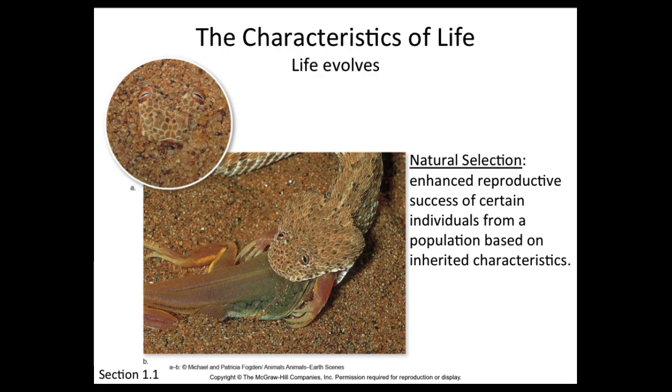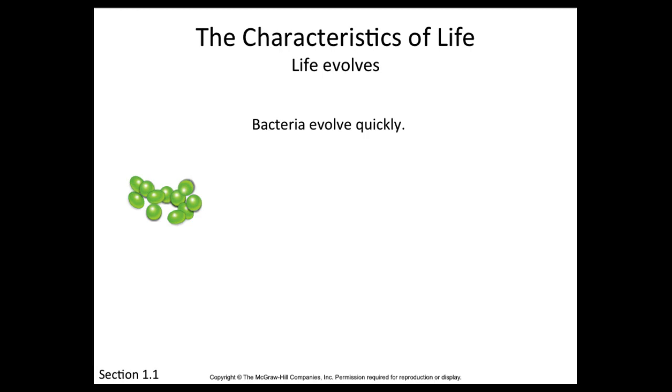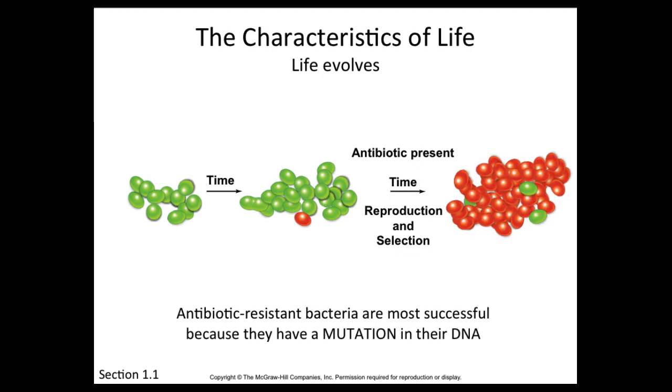Natural selection can be defined as enhanced reproductive success of certain individuals from a population based on inherited characteristics. As a case in point, here's a population of bacteria. And these bacteria are single-celled organisms that tend to evolve very quickly. Over time, here we can see one of these bacteria evolved a new trait. And we're going to say that this trait is antibiotic resistance.